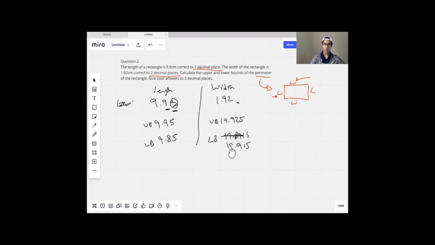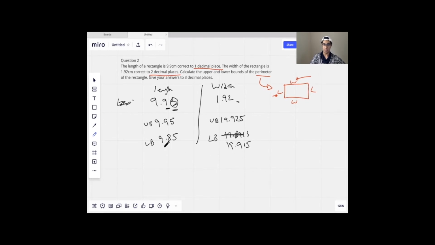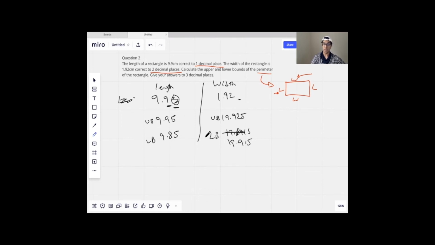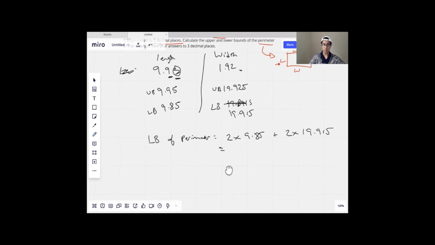So if we want the total lower bound, we can just calculate the perimeter using the lower bounds of each of these. So lower bound of perimeter is equal to 2 times 9.85 plus 2 times 19.915, which is equal to, I'll do that in a second, and upper bound of perimeter is equal to 2 times 9.95 plus 2 times 19.925.